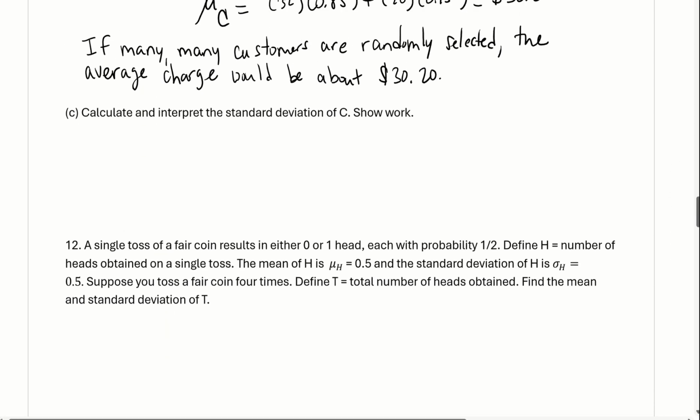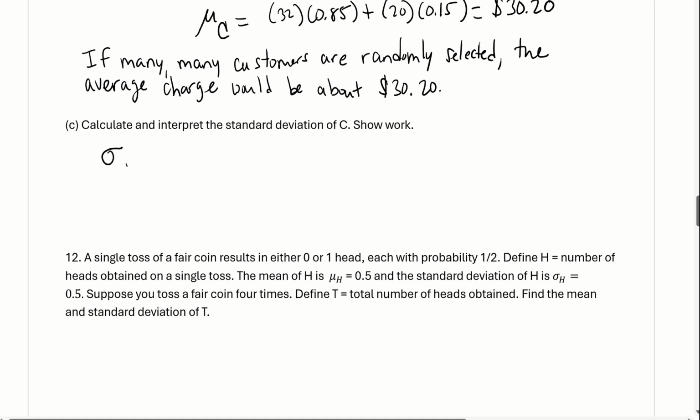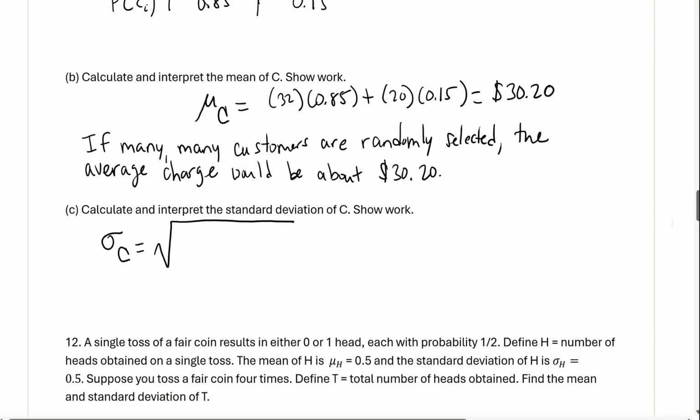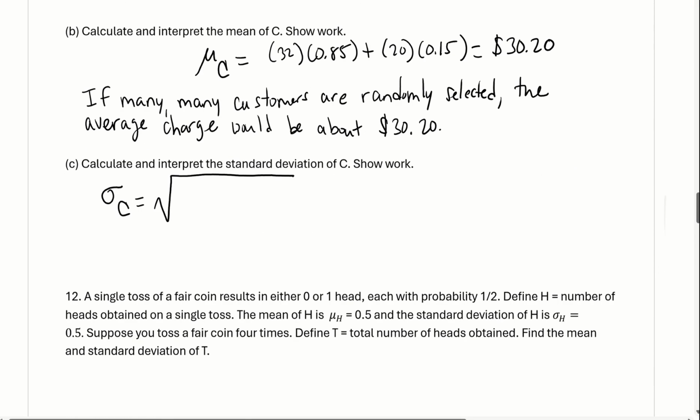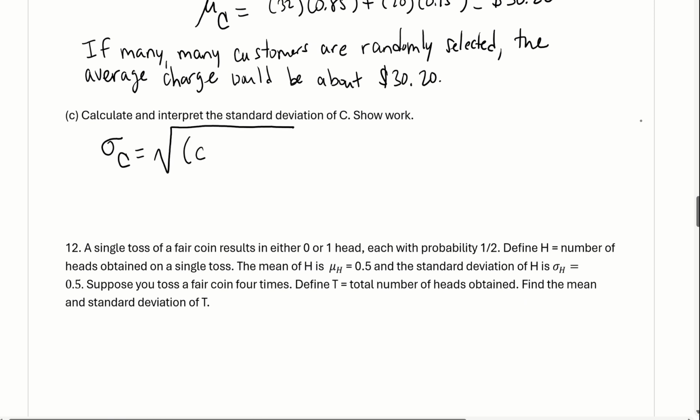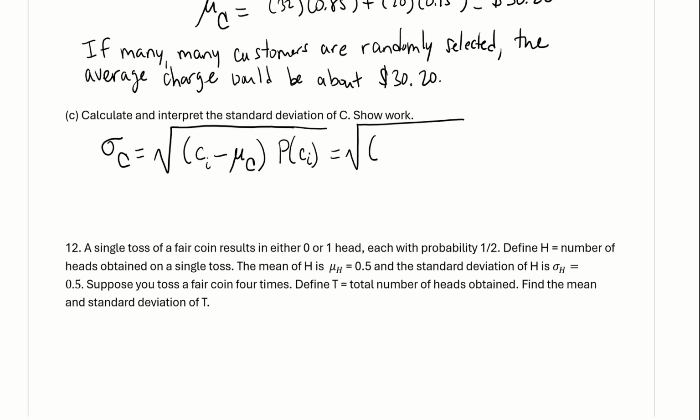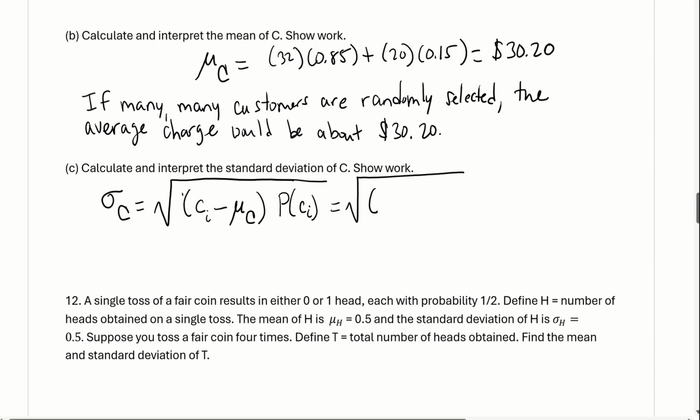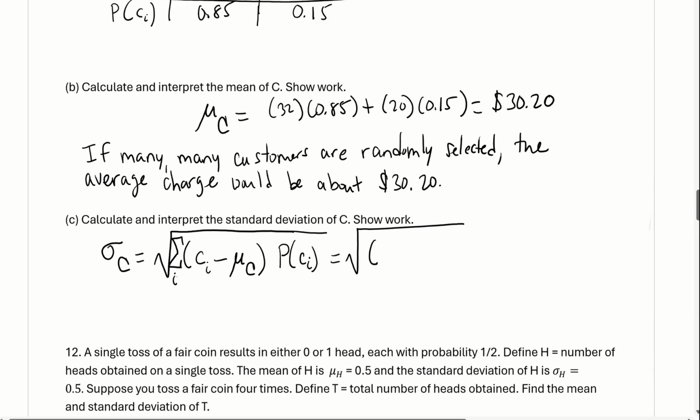All right, calculate and interpret the standard deviation of C. Okay, so we got sigma C is equal to the square root, and then we'll write out the formula just so you can see it. So it's Ci minus mu C, squared, times the probability of Ci. Oh, I forgot to do the sum, so we have to sum that. All right, so we add them up.